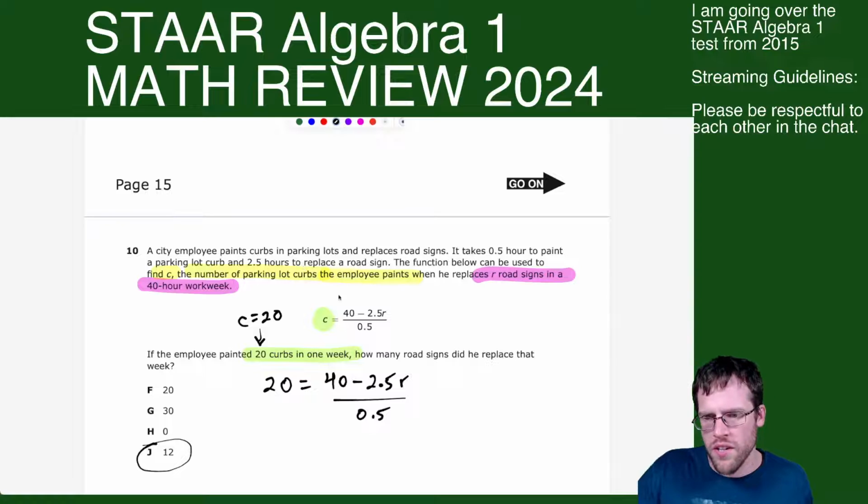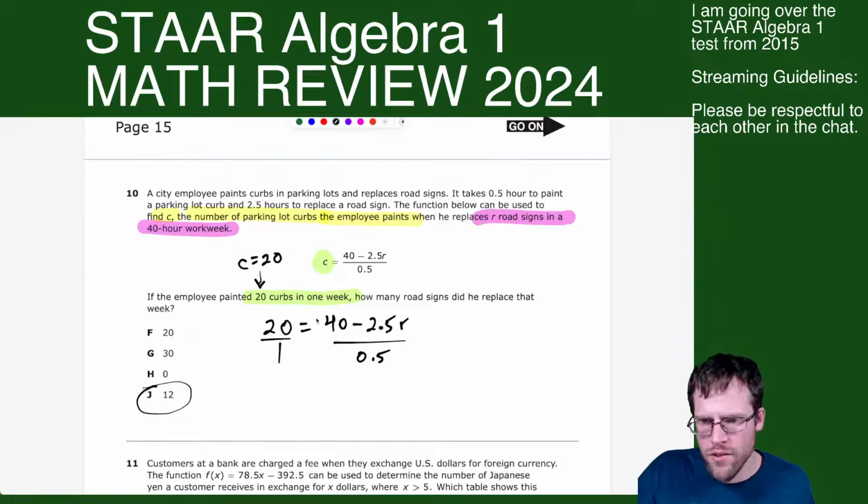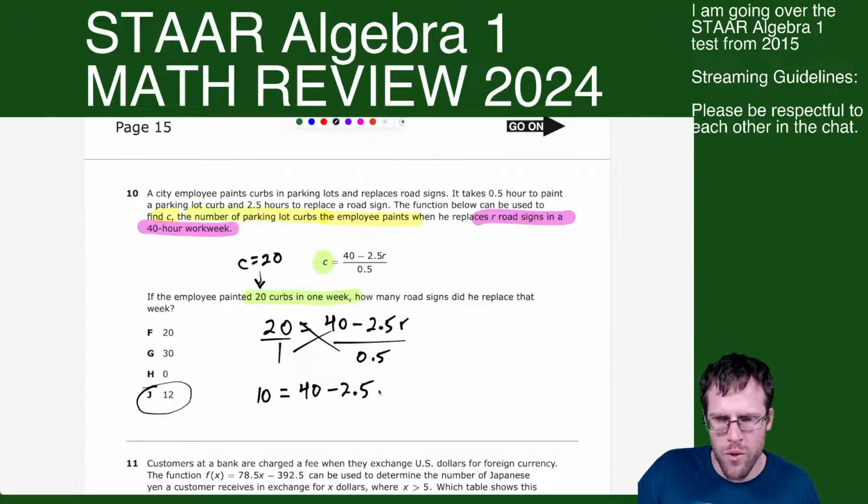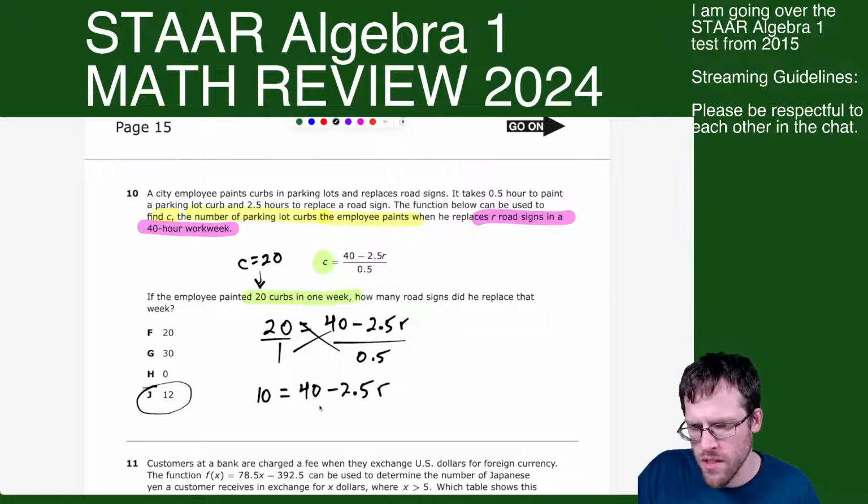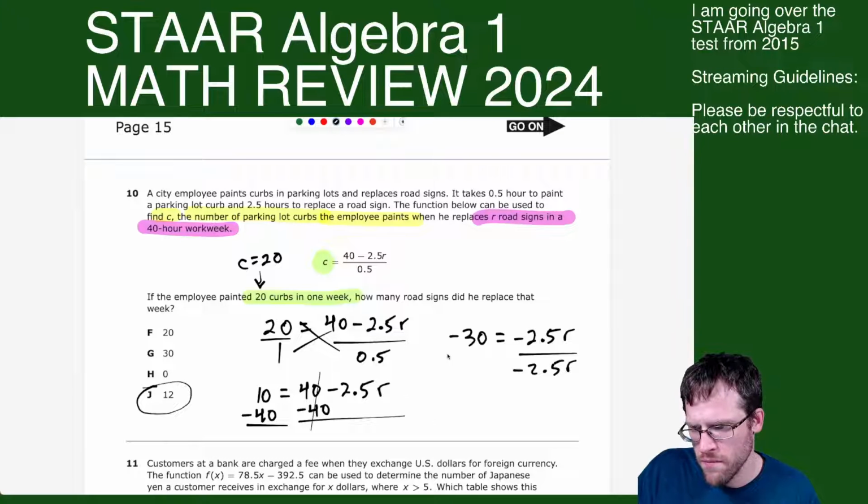But if we want to showcase our skills, call this 20 over 1 and just do some algebra here. 20 times 0.5 is the same thing as saying half of 20 is 10. When I multiply by 1, it doesn't change the value of 40 minus 2.5r. And then from here, you could go minus 40 on both sides. So algebra should get us the same answer. Now we have negative 30 equals negative 2.5 times r. Divide both sides by negative 2.5.